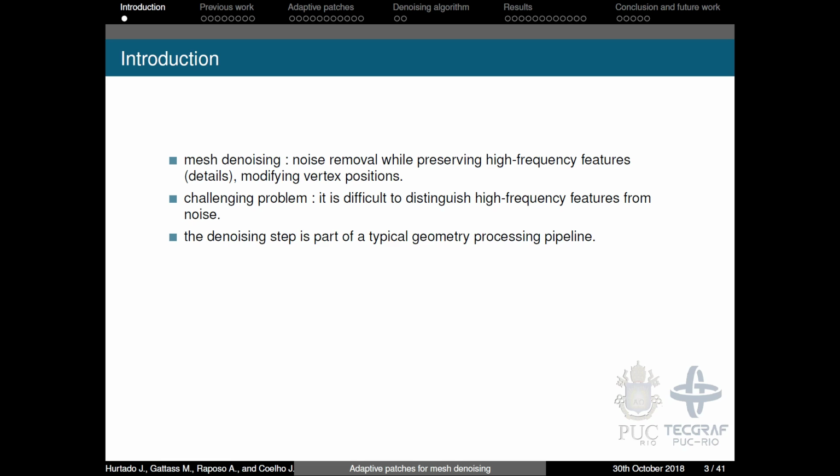So, mesh denoising is related to removing noise while preserving details by modifying vertex positions. This is a challenging problem so far because it is difficult to distinguish high frequency features from noise. A denoising step is typically introduced in a geometry processing pipeline. So, for example, we have this mesh represented in 2D, and this is representing a flat region. We have to modify the vertex position such that the result has less noise than the initial input.